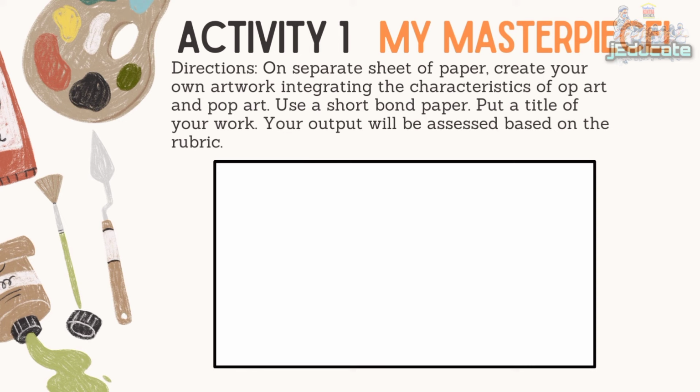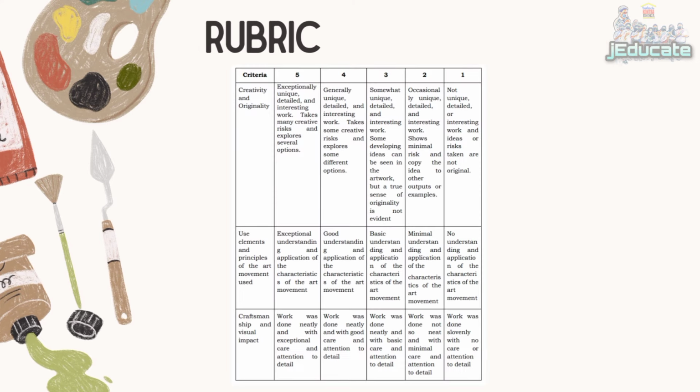For further understanding about the topic, let's have Activity Number 1, My Masterpiece. Directions: On a separate sheet of paper, create your own artwork integrating the characteristics of op art and pop art. Use a short bond paper. Put the title of your work. Your output will be assessed based on the rubric. Rubric for Activity Number 1.